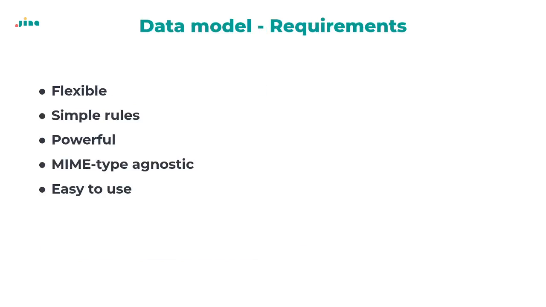And we have some requirements for our data model. We want the data model to be flexible, so it should be able to handle different types of data. It should have simple rules. It should still be powerful to serve a lot of use cases. And it should be MIME type agnostic, so images, text, videos, all should be able to be put into the data model. And ideally, it should be easy to use, and especially in combination with the flow.